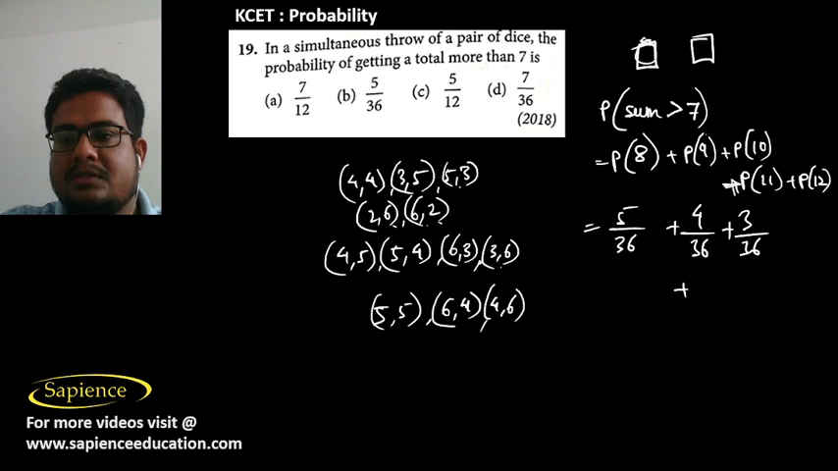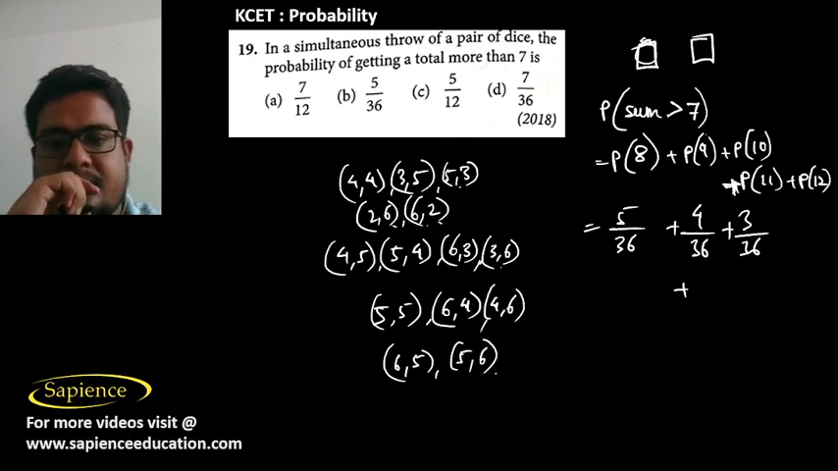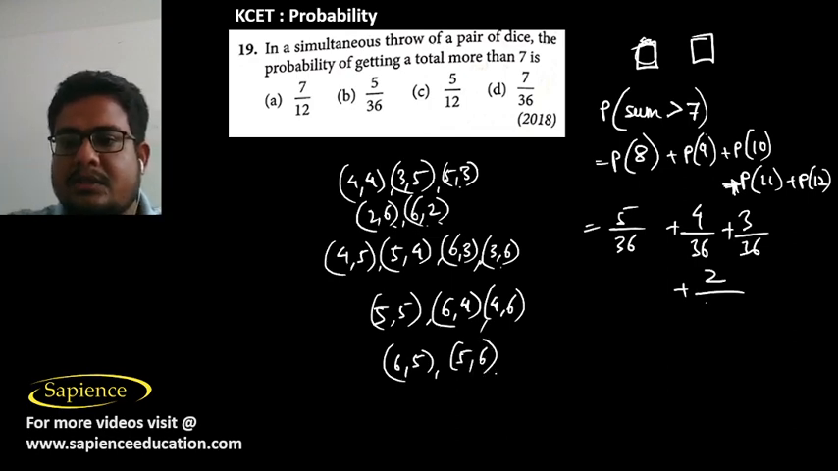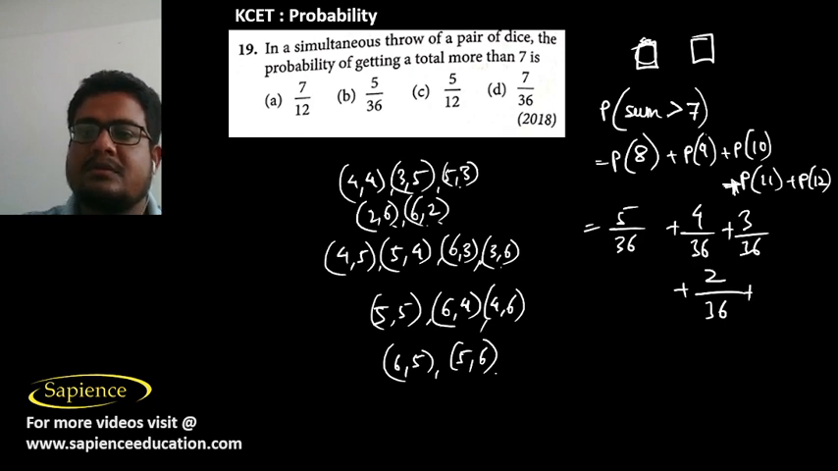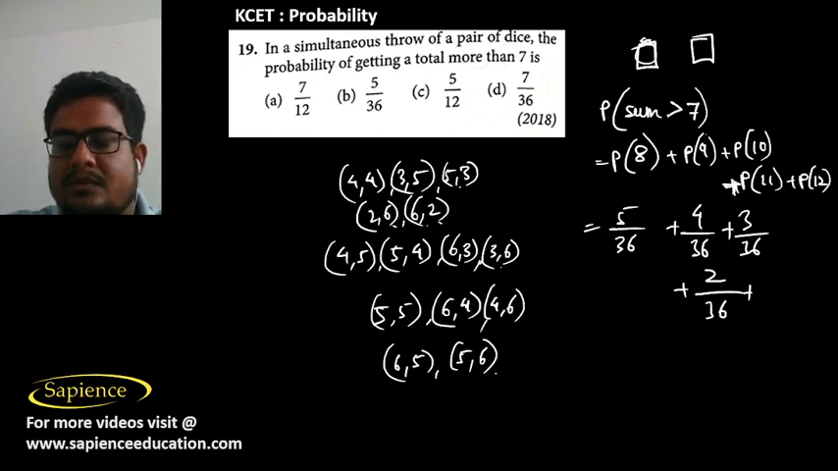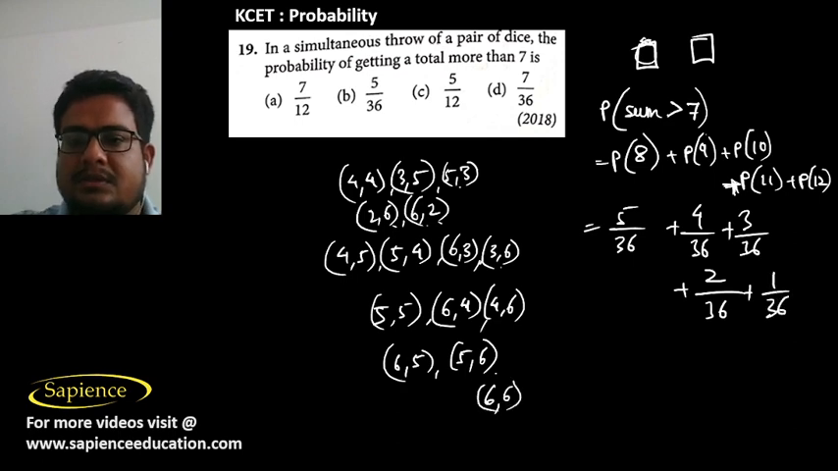Then plus the probability of getting the sum as 11. So that is 6, 5 and 5, 6. That will be 2 by 36. Plus the sum will be 12. The sum can be 12 only by one way, which is 6, 6, that is 1/36.